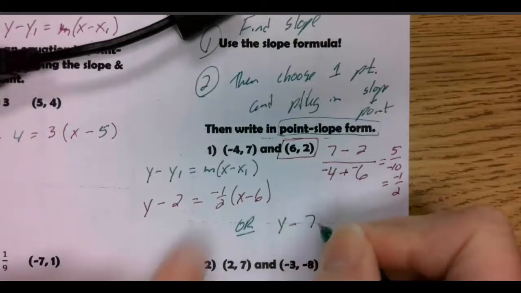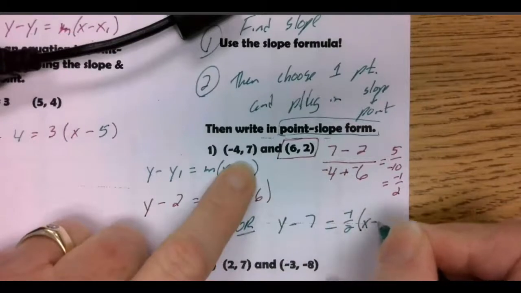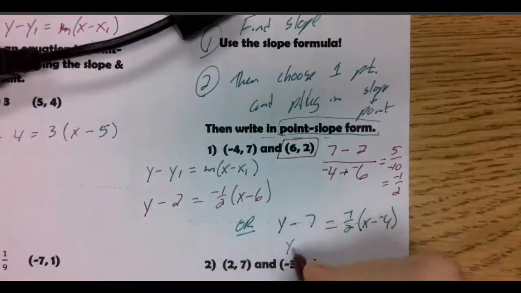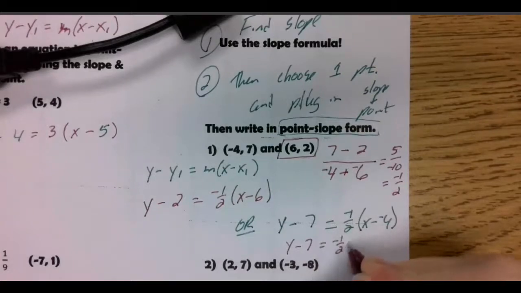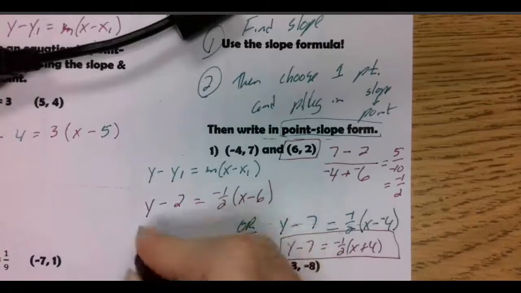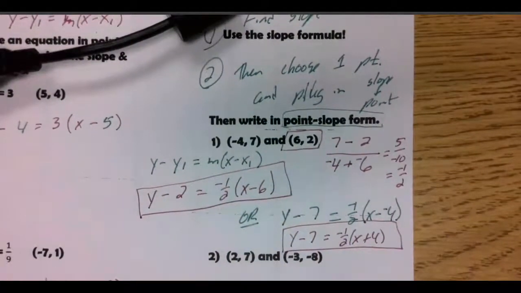And y minus 7 is equal to negative 1/2 times x minus negative 4. And then we would clean that up. So y minus 7 is equal to negative 1/2 times x plus 4. These are both the correct answer. And I know you're going, well, which one should I give? Don't you worry about that. I'll worry about that. You give me the correct one, and we're not going to leave it in that form too long, so it doesn't really matter.